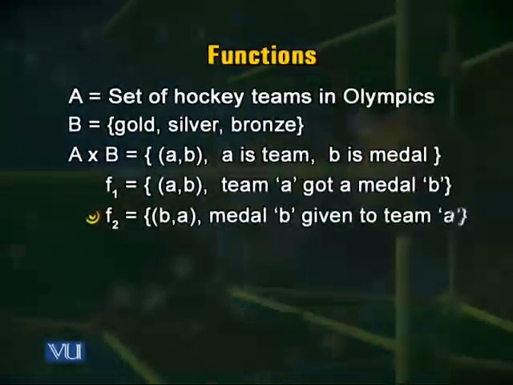So it's not necessary for functions to be defined between real numbers and real numbers or other types of numbers. Any objects which can be put together in a set can be used to define functions. If we had defined the Cartesian product between B and A, which is medals and teams, a possible function in that case would be with a domain set of three medals and a range set of three teams which did win those medals. And then this function will map the gold medal to a team, the silver medal to another team, and the bronze medal to the third team.